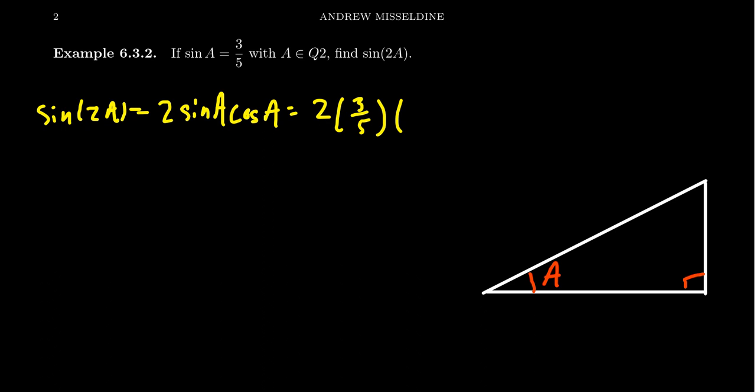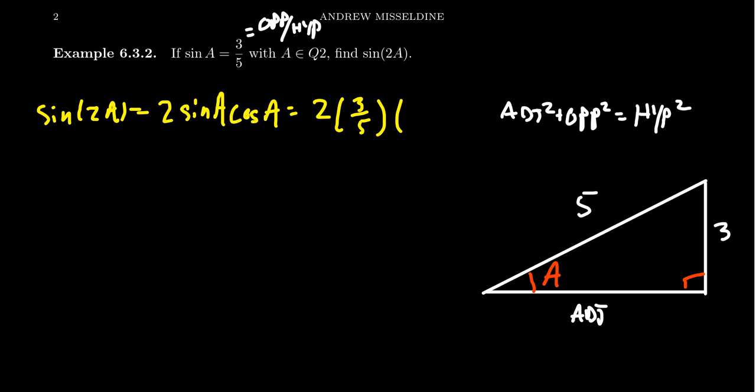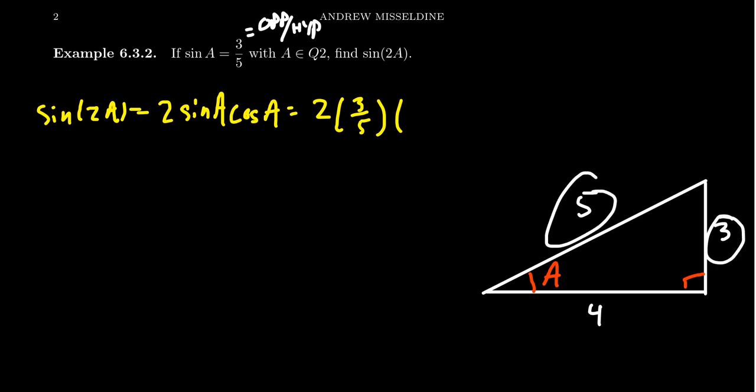What we know is that sine of A is equal to 3/5, so we should be thinking of this as opposite over hypotenuse. We label the opposite side as 3 and the hypotenuse as 5. Using the Pythagorean equation, we can solve for the adjacent side: the adjacent side squared plus the opposite side squared equals the hypotenuse squared. So we take the hypotenuse squared minus the opposite side squared, which gives us the adjacent side squared, and then take the square root of both sides. With 3 and 5, the missing side is just a 4. Notice that 25 minus 9 is 16, and the square root of 16 is 4.